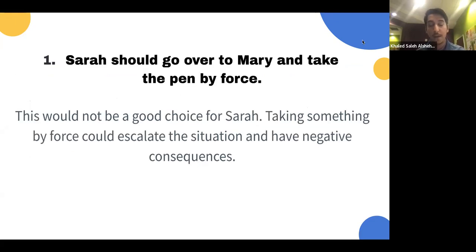So we have three options here. This is the first option. As you see here, this would not be a good choice for Sarah. Taking something by force could have negative consequences for her, so this is considered one of the bad options.